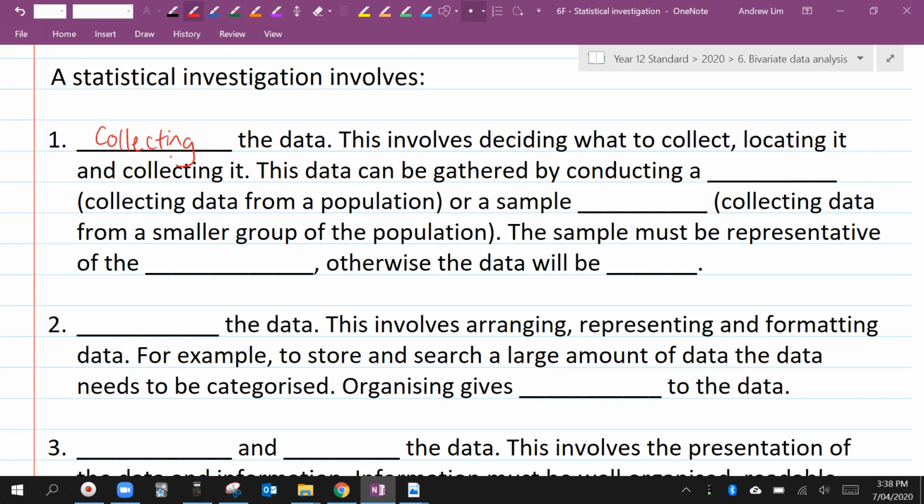This data can be gathered by conducting either a census, which means collecting data from an entire population, so asking every single person in that population the same question, or a sample survey, so collecting data from a smaller part of that population. However, the sample must be representative of the population. Otherwise, the data will be biased.